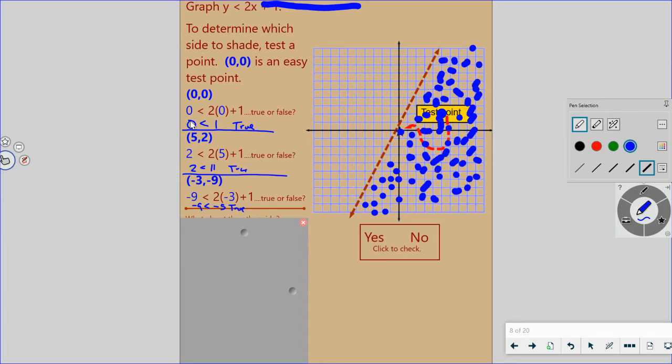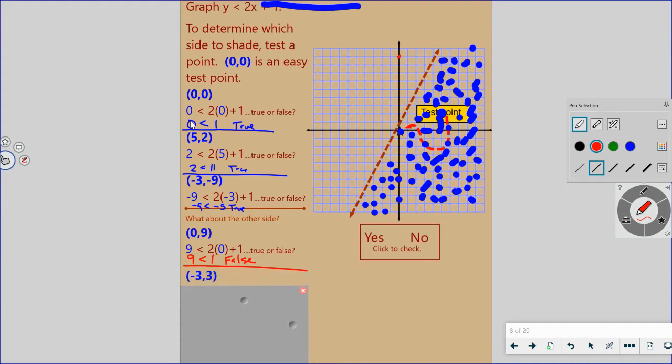What about the other side? Well, shoot, let's try it, huh? Let's try another point on the other side. Let's try the point 0, 9. So way up here. All right, let's substitute it into our inequality. So 2 times 0 is 0. 0 plus 1 is 1. True or false? 9 is less than 1. Well, that doesn't work. All right, let's try a different point.